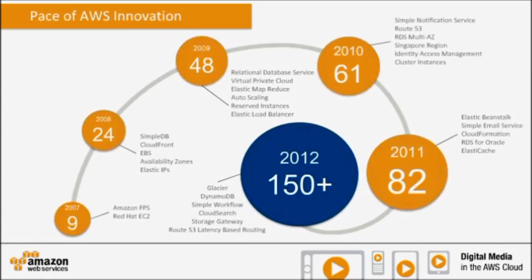So last year, this slide is a little bit out of date. It actually ended up being 159 new features or services added in 2012, which, if you think about that, is about every other day of the year we were launching a new feature or service. So very aggressive about getting functionality out to customers.